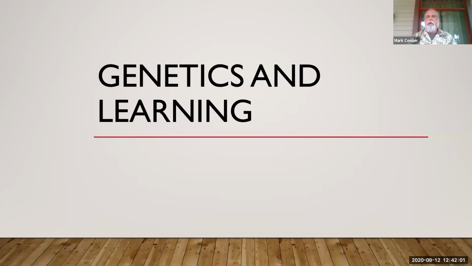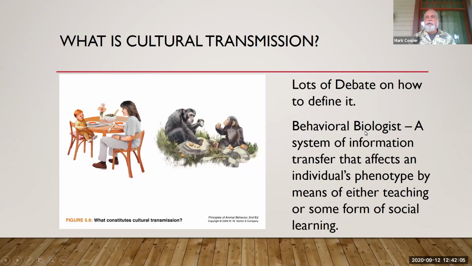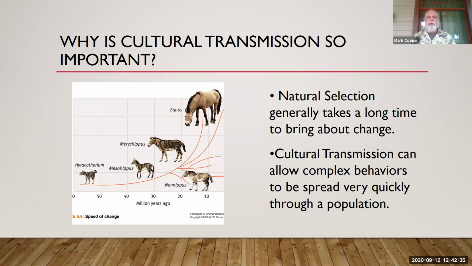All right, so we're going to move along into what we call cultural transmission. And so what we need to do is actually start with defining it. And there are some debates on what it is and what it should be. Behavioral biologists will kind of define it as a system of information transfer that affects an individual's phenotype by means of either teaching or some form of social learning. It doesn't have to be teaching per se, but we are getting information from one individual to another culturally, not genetically.